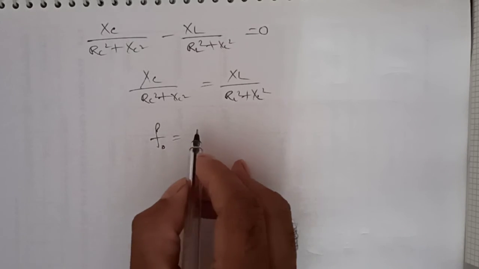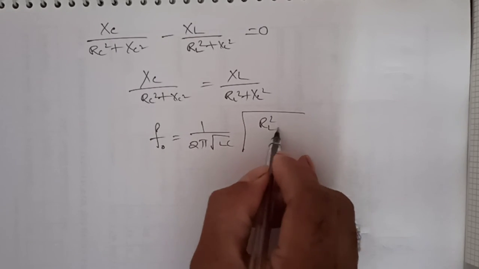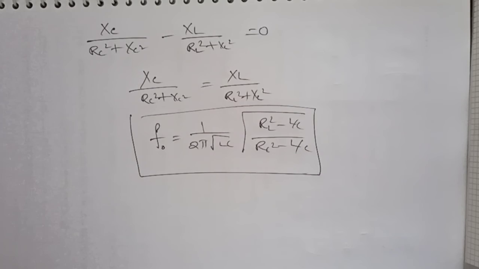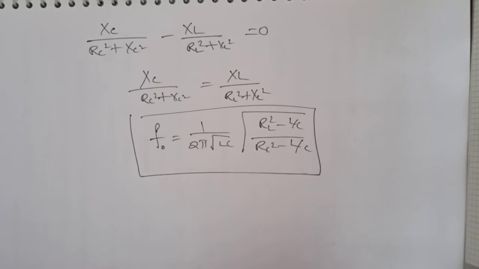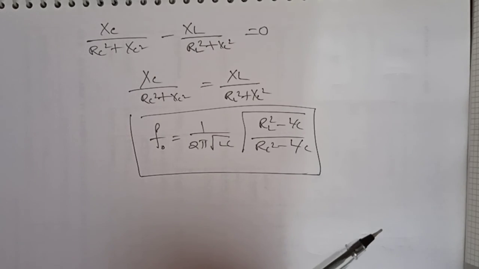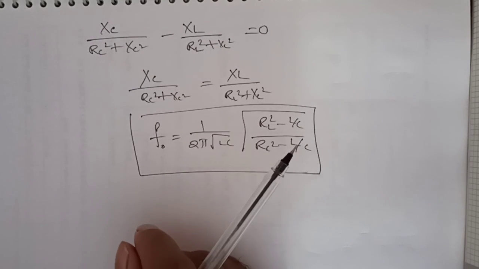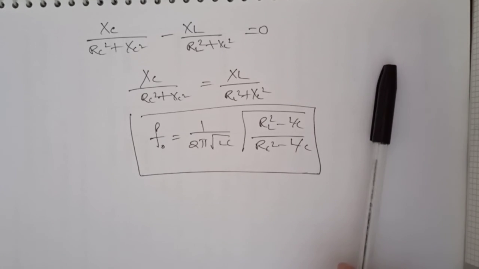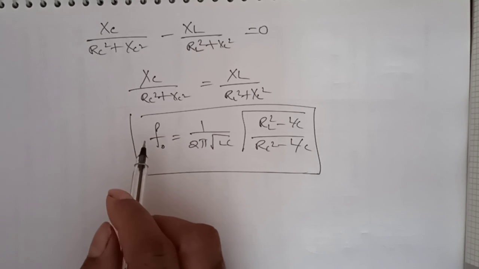For this type of parallel resonant circuit, we get the resonant frequency as 1 by 2 pi root LC times the square root of RL square minus L by C divided by RC square minus L by C. If any circuit has a resistance in series with the capacitance, then we have to use this formula to get the resonant frequency of the parallel resonant circuit. So in parallel resonant circuits we have two different cases: resistance in series with inductance and a single capacitance in another branch, or two resistances in series with L and series with C. This is the way we can calculate the resonant frequency for parallel resonance.